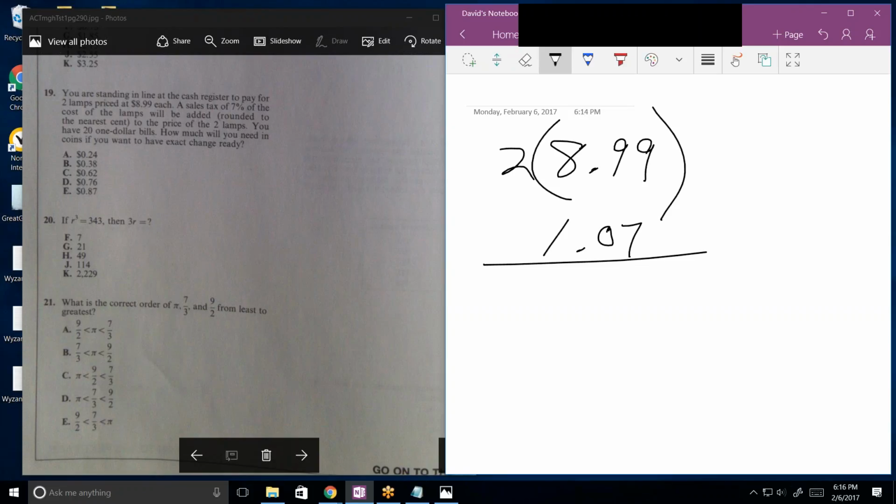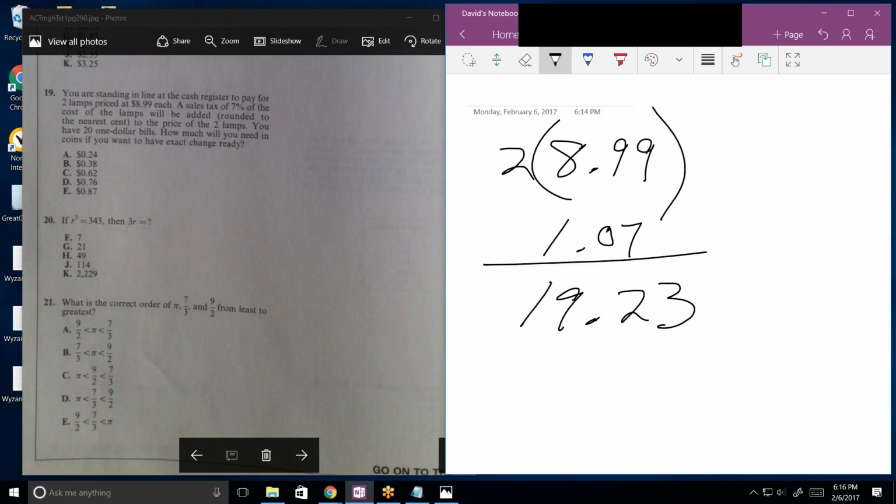Sorry, I'm just getting out my calculator real quick. Okay. And you do see that that's the same as multiplying by 0.07 and then adding it to the original cost. Because it just puts it all together. Yeah, it saves you a step. You don't have to do the addition if you multiply the whole thing by 1.07. 19.2386.